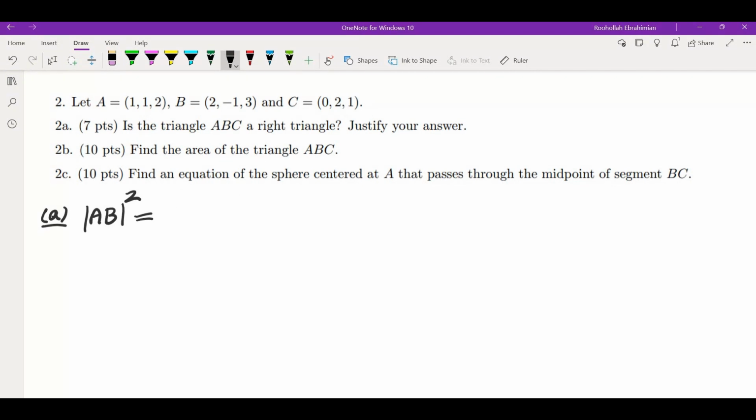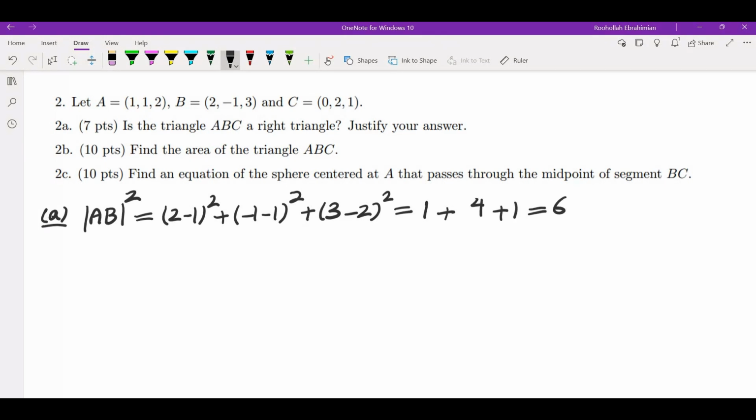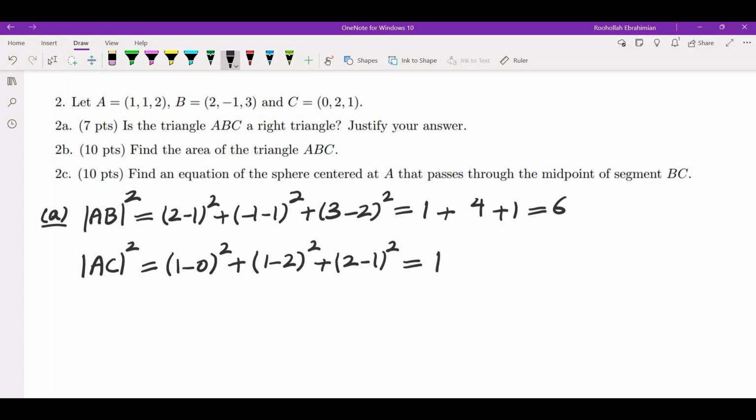So AB squared would be 2 minus 1 squared plus minus 1 minus 2... squared plus 3 minus 2 squared. 2 minus 1 squared is 1. Minus 1 minus 1 is minus 2 squared. That we get 4, and then plus 1, so that would give us 6. Let's find the distance between A and C. That would be 0 minus 1 or 1 minus 0 squared plus 1 minus 2 squared plus 2 minus 1 squared. So this is 1 plus 1 plus 1, so that would be 3.